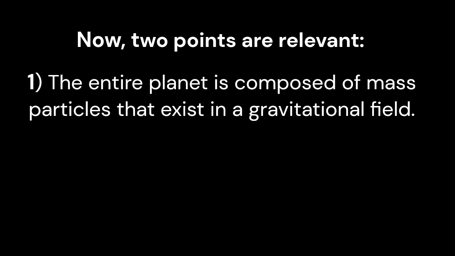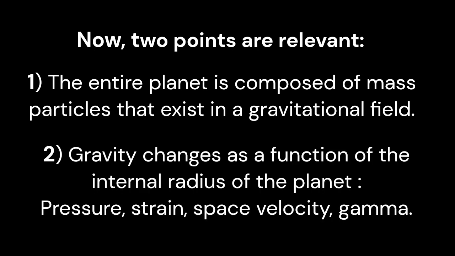Now, two points are relevant here. First, the entire planet is composed of mass particles that exist in a gravitational field. But unlike the first time we looked at this problem, where we were just looking at a small chunk of matter at the surface of the planet, when we look at the whole planet, gravity changes as a function of the internal radius of the planet. The pressure changes, the strain will change, the space velocity changes, and therefore the gamma will change. So these things are not fixed, and we want to look at the whole picture of how this fits together.